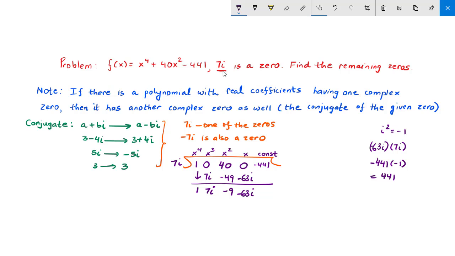And you can perform this product in your calculator. There is a place for the imaginary unit. If you go to either math or and if you search, there is an i in your calculators as well. So I get 441 and then I get a 0, so I'm good. I did my division correctly.